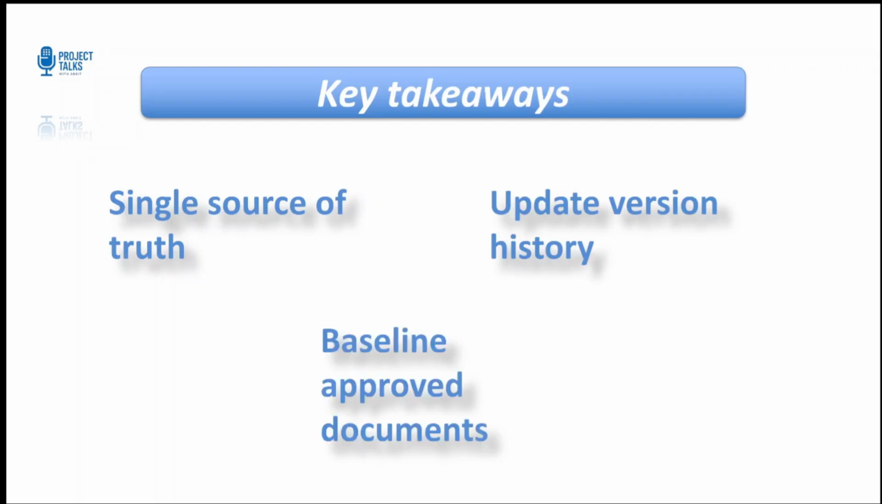Number one, single source of truth. Always maintain a single source of truth for your documents, guys. Number two, update version history religiously, never skip it. And number three, baseline approved documents to prevent unwanted changes. If you follow these, your version control process will stay clean, traceable, and fully audit ready.